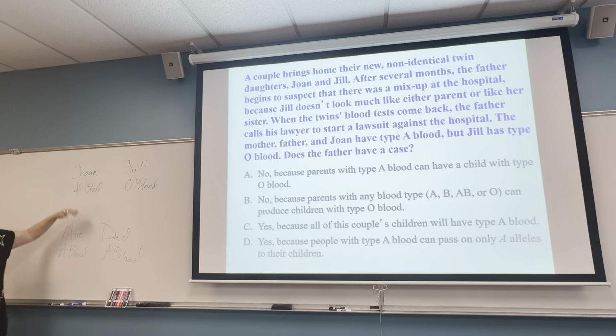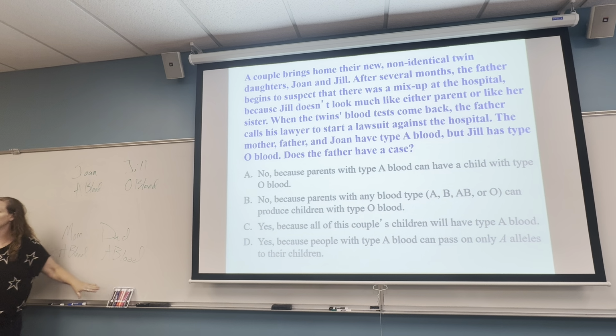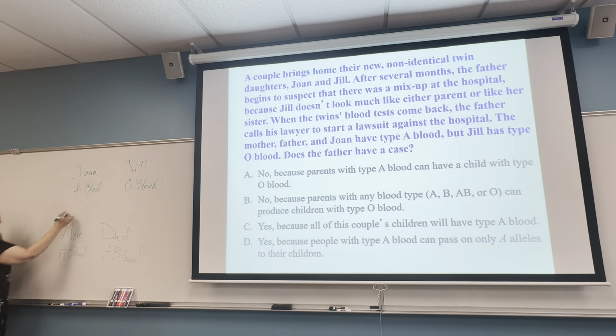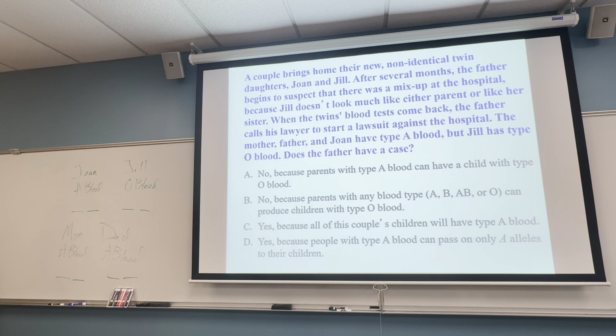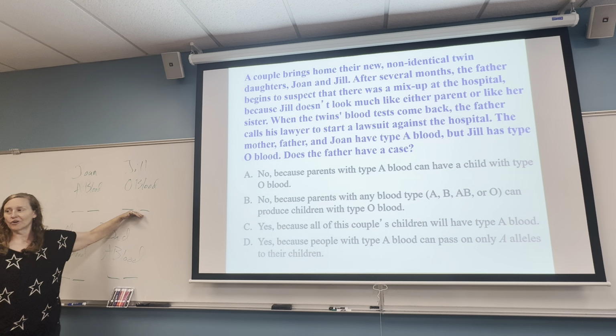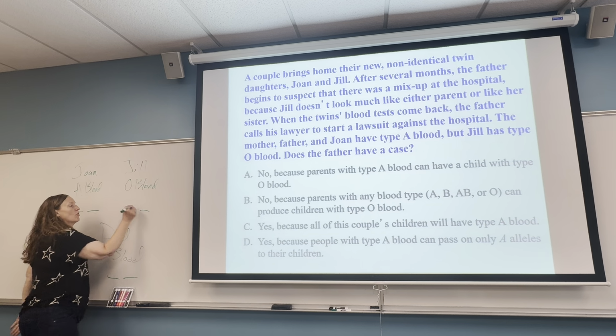So what I just wrote down are the phenotypes of each person. I know each person is going to have 2 alleles for their genotypes, or 2 alleles for every trait. Does the father have a case? So let's figure out what we know. What do we absolutely know about Jill's genotype? She's got to be an OO. She's an O blood type. That's the only thing that she can be. So we got that filled out.